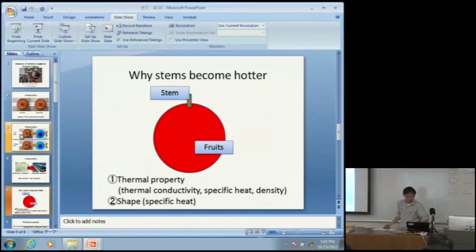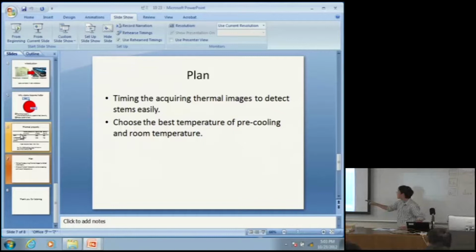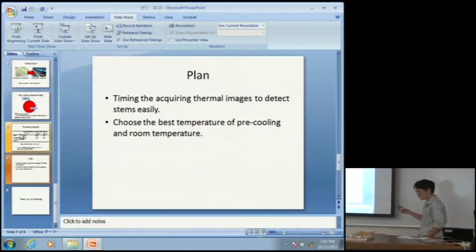Where is the objective? Show us the objective. The timing, when is the objective.